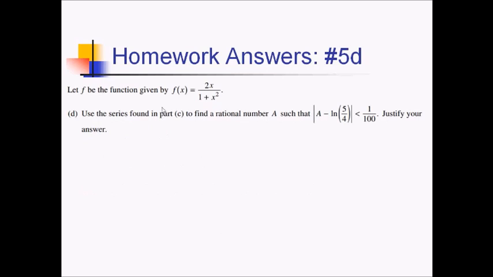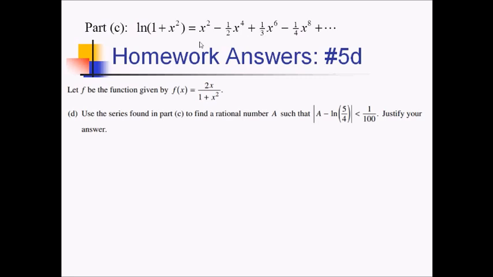For this problem, they want us to use the series found in part C to find a rational number a such that the absolute value of a minus ln of 5 fourths is less than 1/100. Okay, so this might not make a lot of sense right now, what they're asking for here, but at the very least, let me redisplay what we had in part C up here so that we have it as a reference.